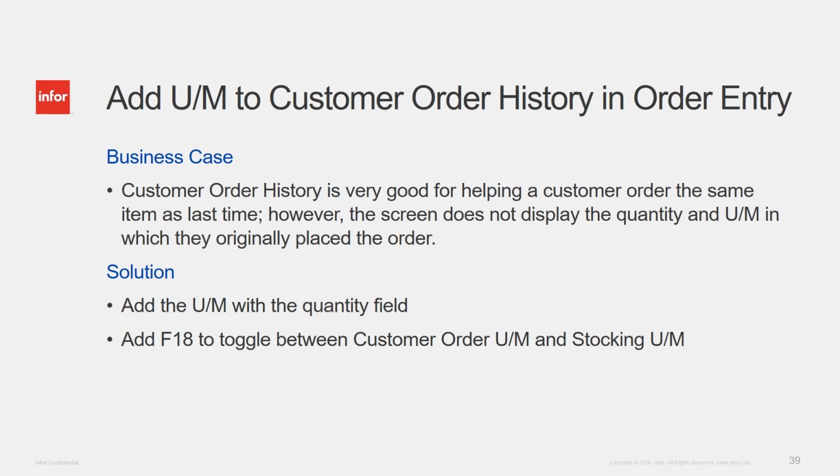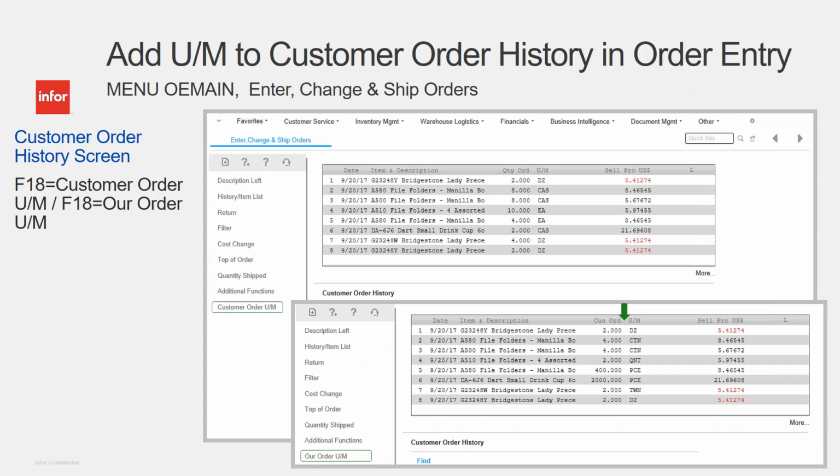So we fixed it. We added the unit of measure, first of all, because that wasn't there, and then we added a toggle to show you the difference between the customer and the original. So there's the original screen, and you can see the pop-up. When you press the function key, it changes now to the customer measure and will convert accordingly.